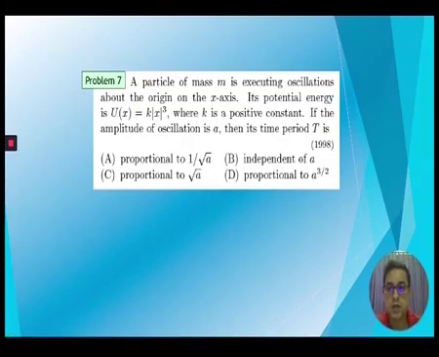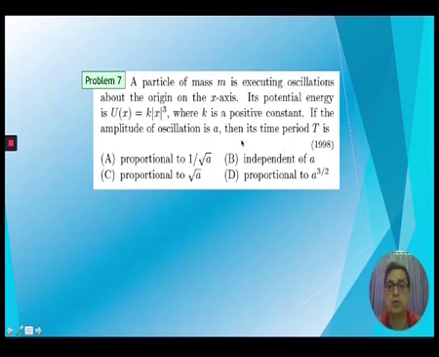Now this is another problem. It's from 1998 JEE. A particle of mass m is executing oscillations about the origin O on the x-axis. Its potential energy is k|x|³, where k is a positive constant. If the amplitude of oscillation is a, then what is the time period? So basically it is asking the relation of the time period with its amplitude of oscillation.